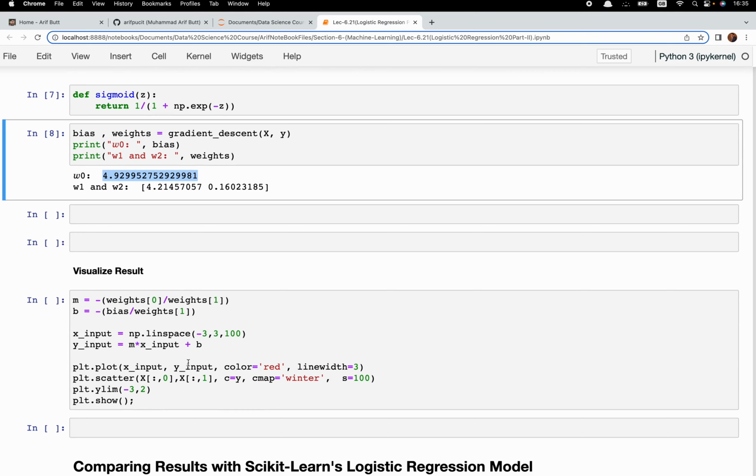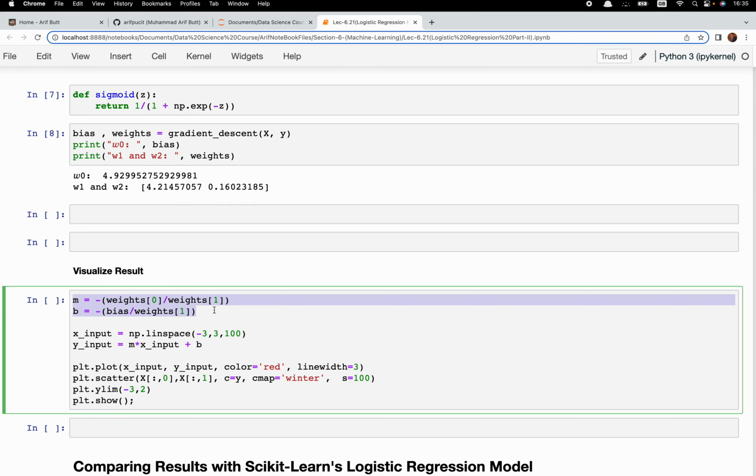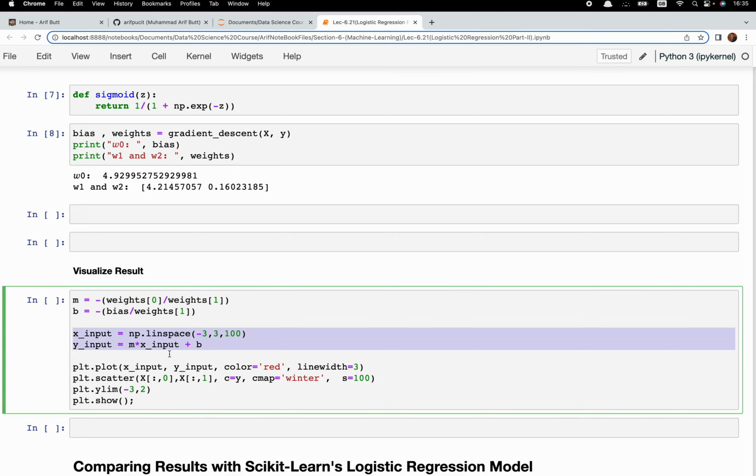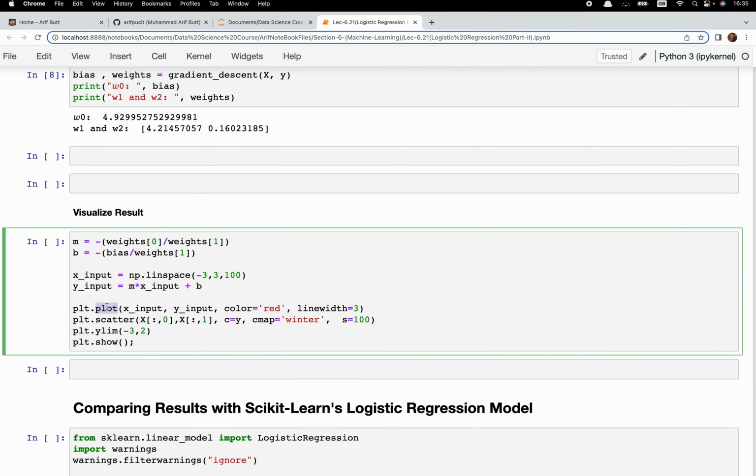Now let us use these weights to plot the decision boundary, which is a line in our case. And to plot the line, we need the slope and y-intercept. The slope m is equal to negative W1 over W2. And the y-intercept b is equal to negative W0 over W2. Well, these two lines are generating 100 x and y points to draw the line. Then I'm using the plot method to plot the line, and this scatter method to plot the data points. Let me just execute the code of this cell.